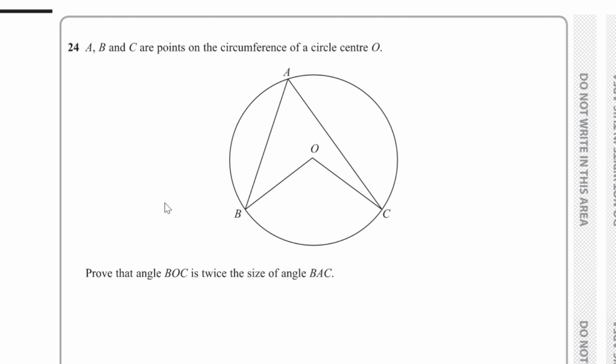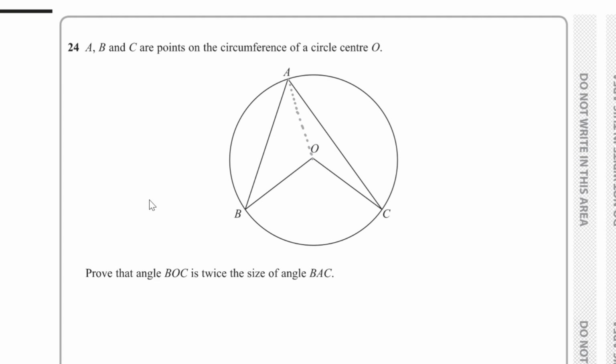Question 24. A, B and C are points on the circumference of a circle, and we have to prove that the angle BOC, that's this angle here, is twice the angle BAC. So first of all, this is a standard question for a proof, a circle theorem proof. So first thing we can do is start off by drawing the line OA. So that is this line over here.